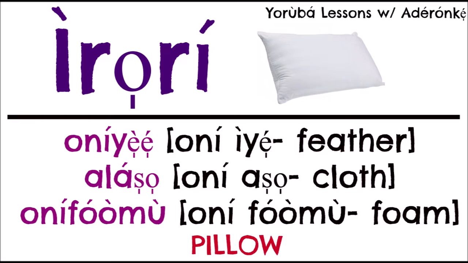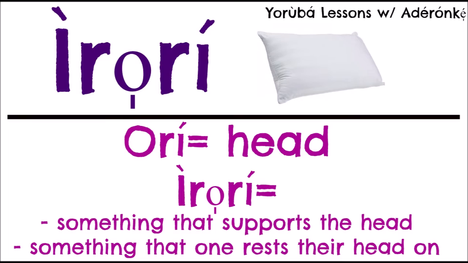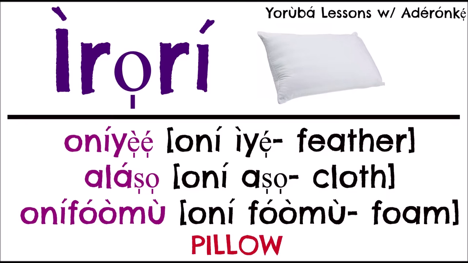So irori, pillow. Ori is head. So irori is somewhere that you rest your head. Pillow. And we have the ones that they make with feathers. Oniye. Iye is feather. So one that is made up of feather. Oniye. It was made with feathers. And then we have alasho, in which it's not stuffed with feathers this time, it's stuffed with clothes.